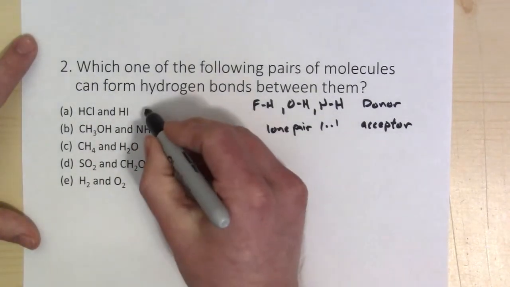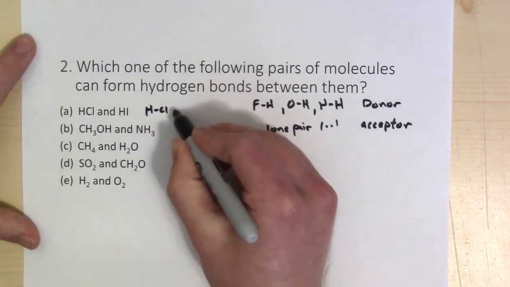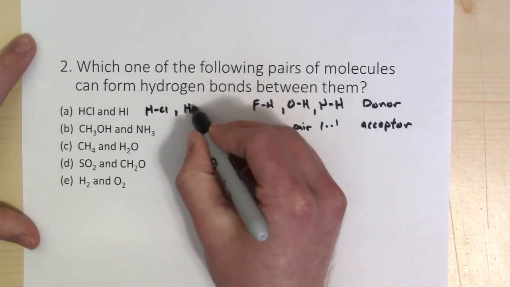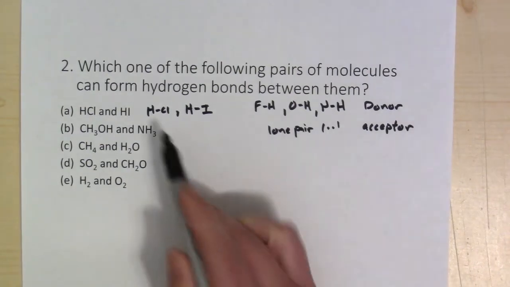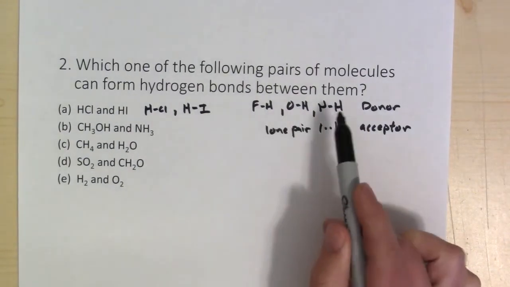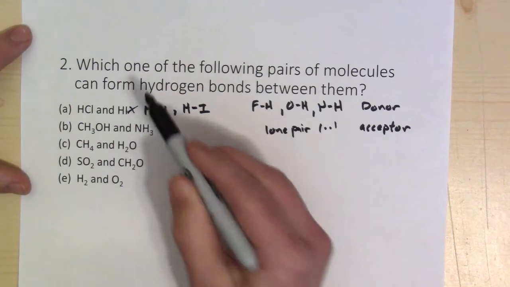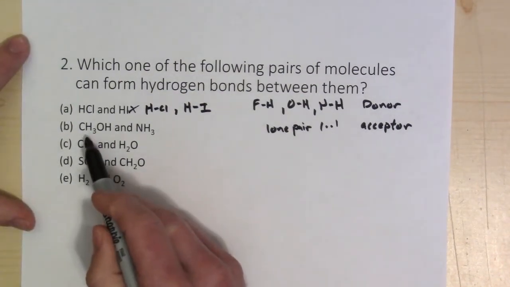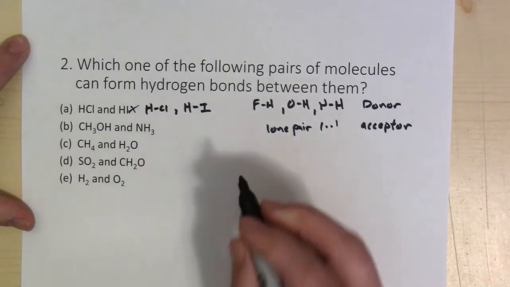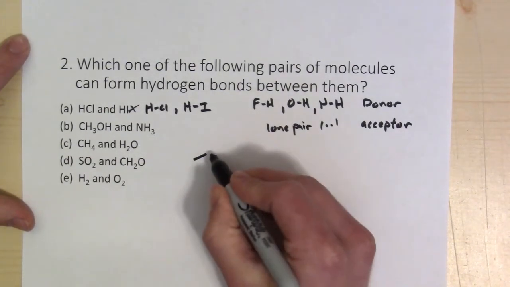So here we have HCl and HI, hydrogen chloride and hydrogen iodide. Neither of these have one of these 3 bonds, so that one is out. The next one, B, is methanol and ammonia. So we have CH3OH.